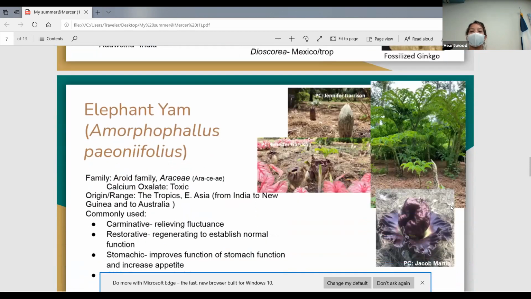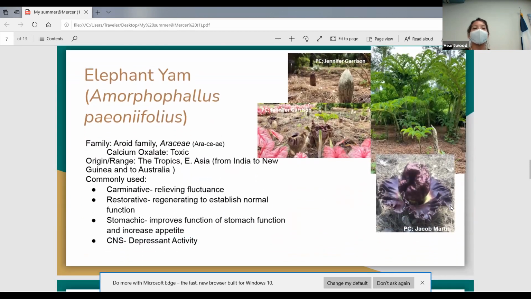And this brings us to our first plant, the elephant yam. It is native to the tropics of East Asia. It is part of the Araceae family. Members of this family tend to contain calcium oxalate, which is toxic. But luckily, this compound can be broken down easily by heat, so once it's cooked, it's fine to eat. This is one of the things that makes it a major crop in the area, that it's edible, as well as the broad range of environmental conditions that it can survive in.